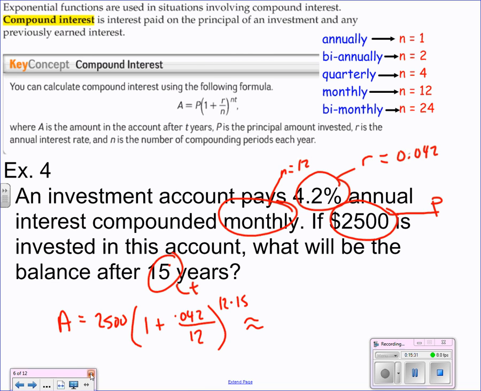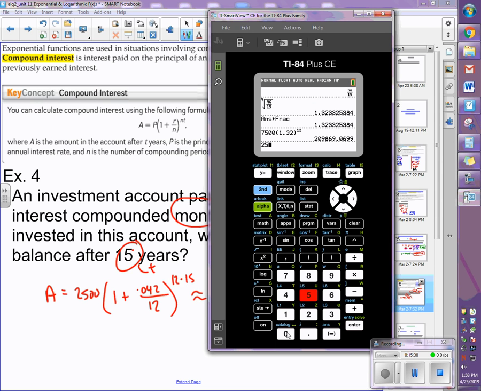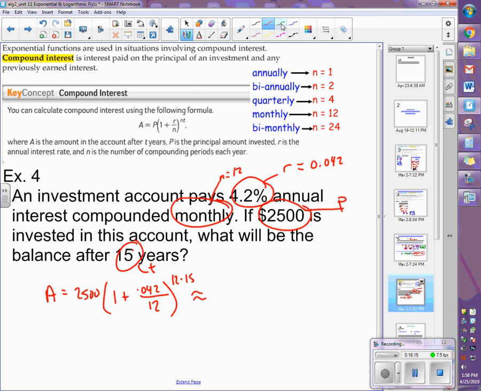So now we need a scientific or graphing calculator. So 2,500 parentheses 1 plus 0.042 over 12. Get out of the fraction, then close your parentheses, raise it to the power of 12 times 15. Then we can hit enter. So this account will have about $4,688.87. It's in dollars. So the hundredths place is how we should round.